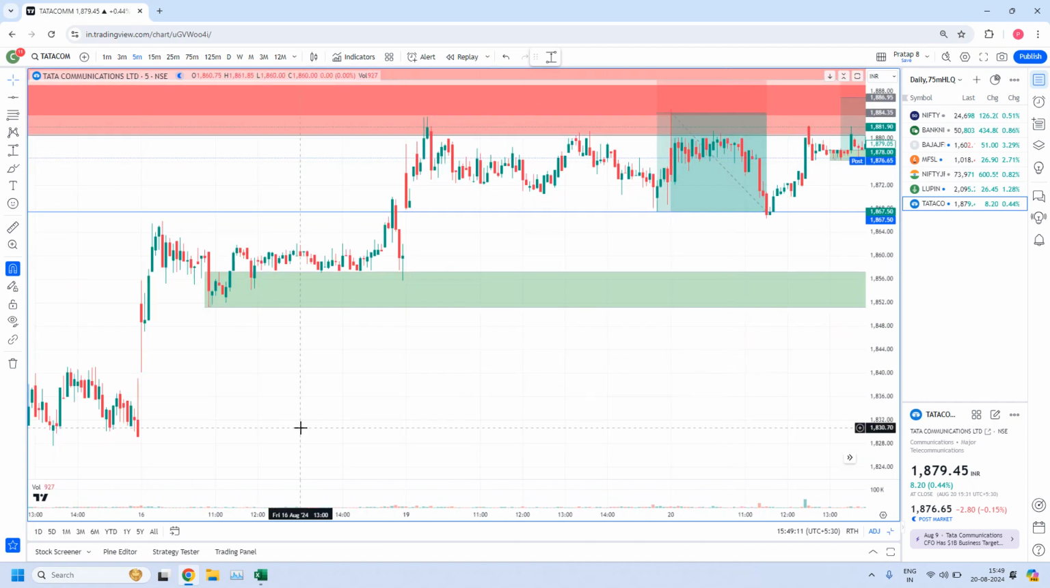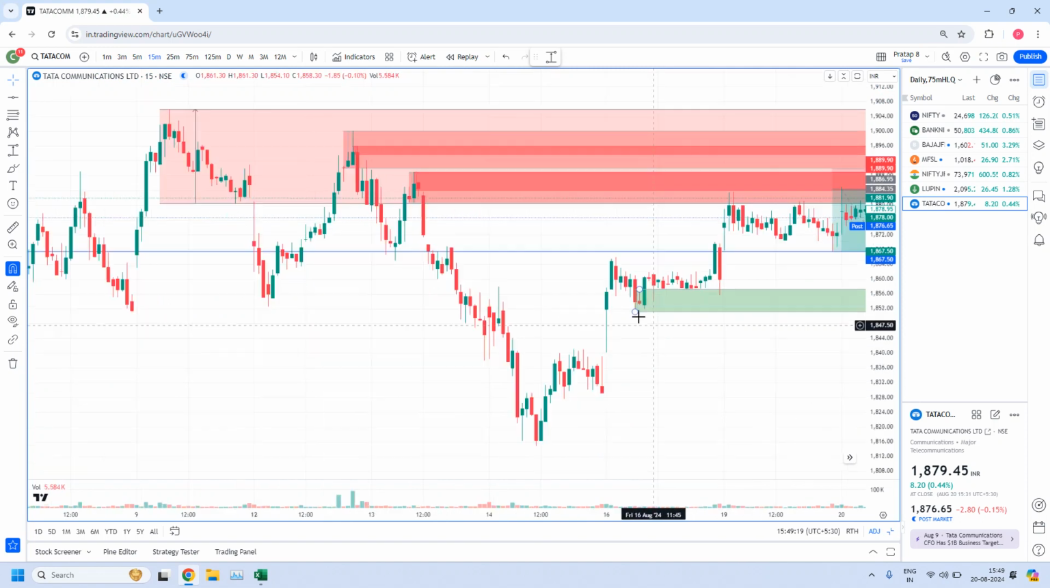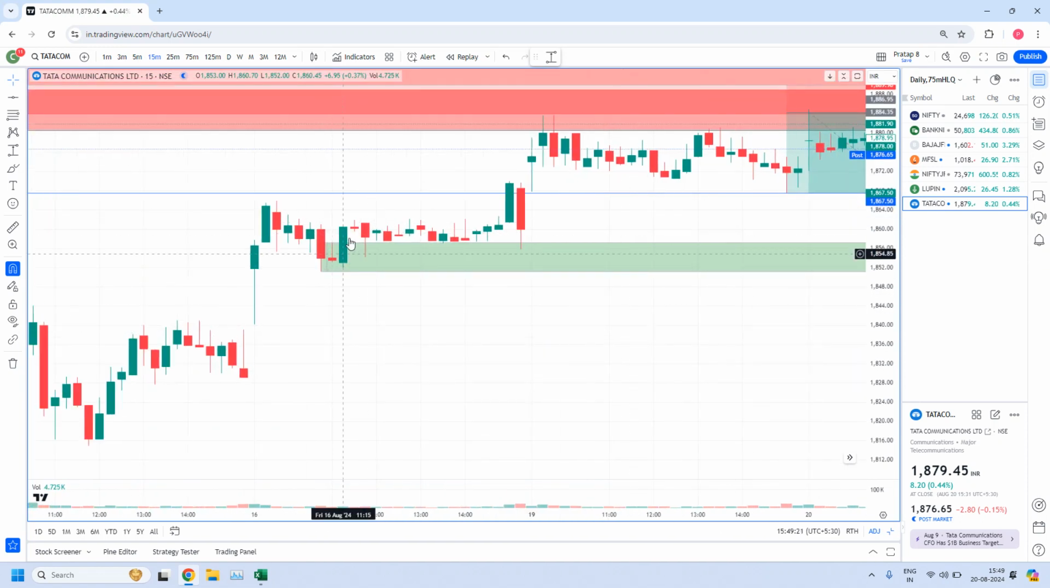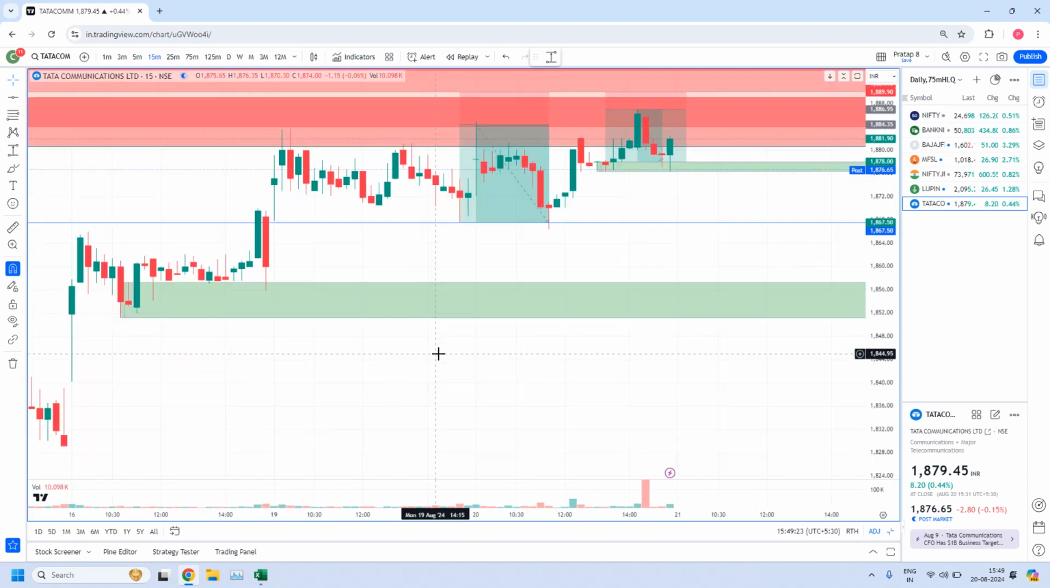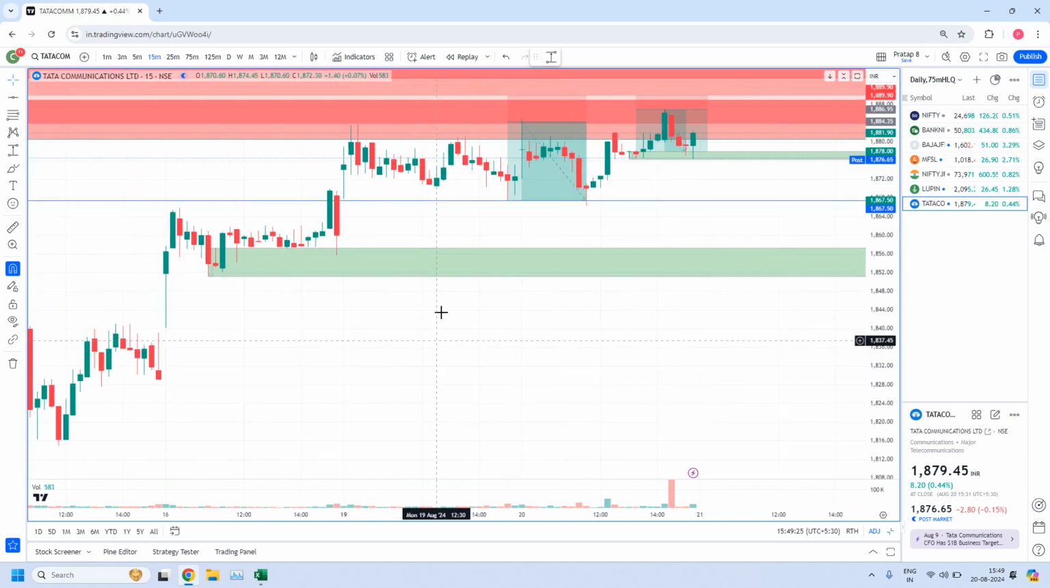But the target is not a 15 minutes demand zone. Why is the target not the 15 minutes demand zone? Let me explain. First, let me go to the 15 minutes time frame. So here we have a drop base rally, and this is strongly holding the prices, and then there is a push from here.